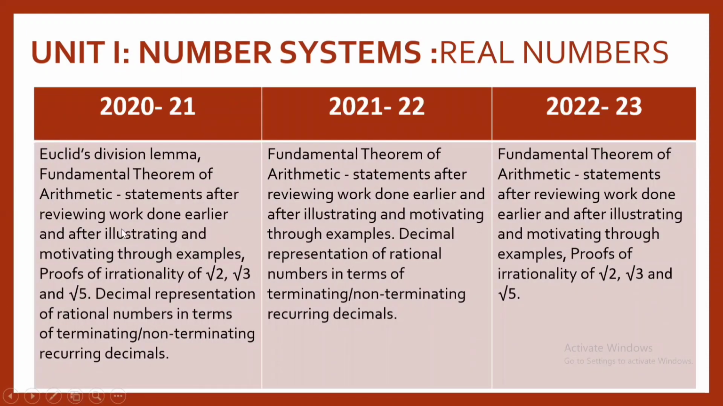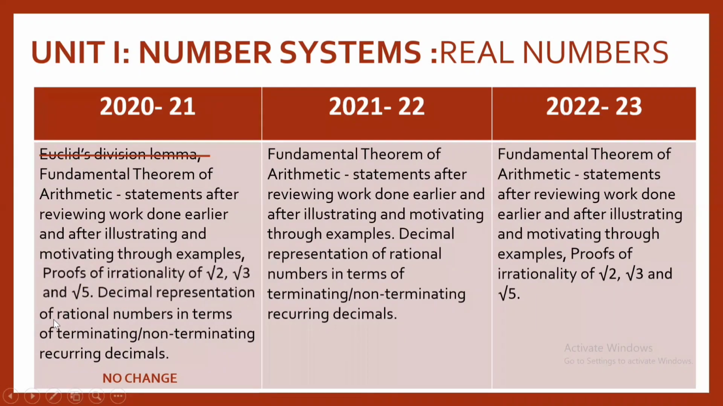In 2021, there was no change as such, but in 21-22, there was a slight change. First and foremost, Euclid's division lemma was completely deleted in 21-22. After that, the proofs of irrationality of root 2, root 3, and root 5 were also deleted from the syllabus, as you can see. In 22-23, Euclid's division lemma is completely gone, but the proofs of irrationality of root 2, root 3, and root 5 have been added back, if you can see. So I just cut this. What more? If you compare the syllabus of 2021 and 22-23, this is no longer there.